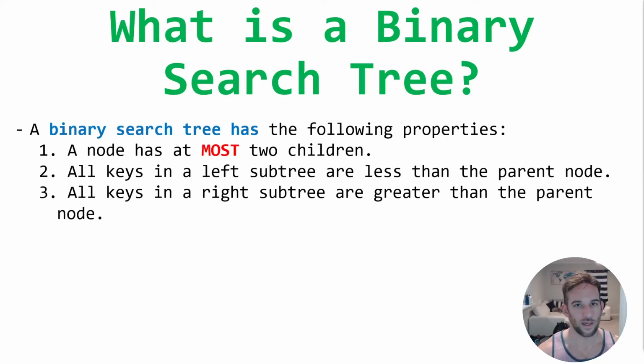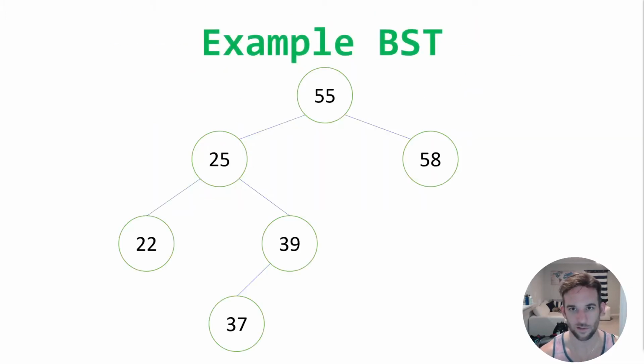So what is a binary search tree? Well, there's a few properties that you just need to know, and they're pretty simple. The first one is a node can have at most two children, so it can have 0, 1, or 2. All keys or nodes in the left subtree are less than its parent node. All keys in the right subtree are greater than the parent node. Okay? Let's go ahead and go to an example so that you understand it.